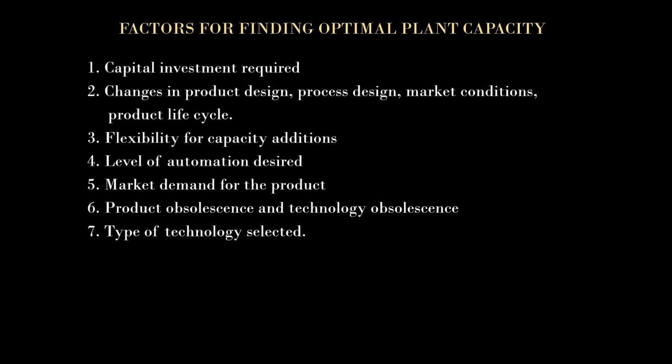Then flexibility for capacity additions. Depending on the flexibility, is there any flexibility to add more capacity if suppose the demand is increasing in near future? In such case, there must be some flexibility. And level of automation desired, whether the movement of material between different facilities is manual or semi-automatic or automated, so to what extent we are going for automating the processes. And market demand for the product, and product obsolescence and technology obsolescence, and the type of technology we are selecting in our plant for the particular product.